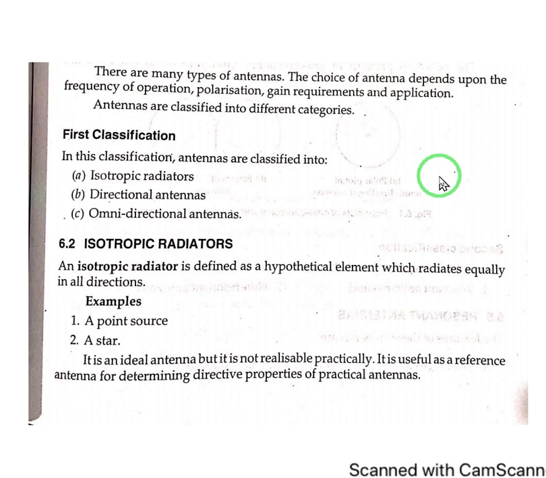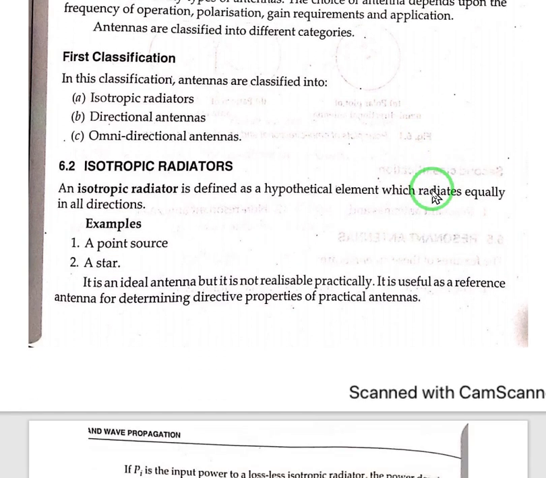There are different categories of classification identified. The first classification is due to the antenna radiation pattern. In this classification, three categories are defined. Number one is isotropic radiator. Number two is directional antenna. And number three is omnidirectional antenna.